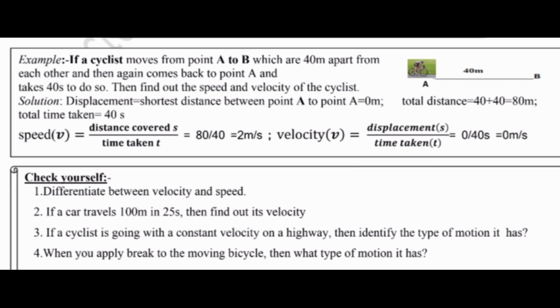So speed is equal to distance covered upon time taken. 80 upon 40 is equal to 2 meter per second. But velocity wants displacement. Velocity is equal to displacement upon time taken. तो डिस्प्लेसमेंट 0 हो गया तो टाइम टेकन 40 सेकेंड, तो वेलोसिटी भी हमारी 0 मीटर पर सेकेंड हो गई है. Let us discuss some questions.